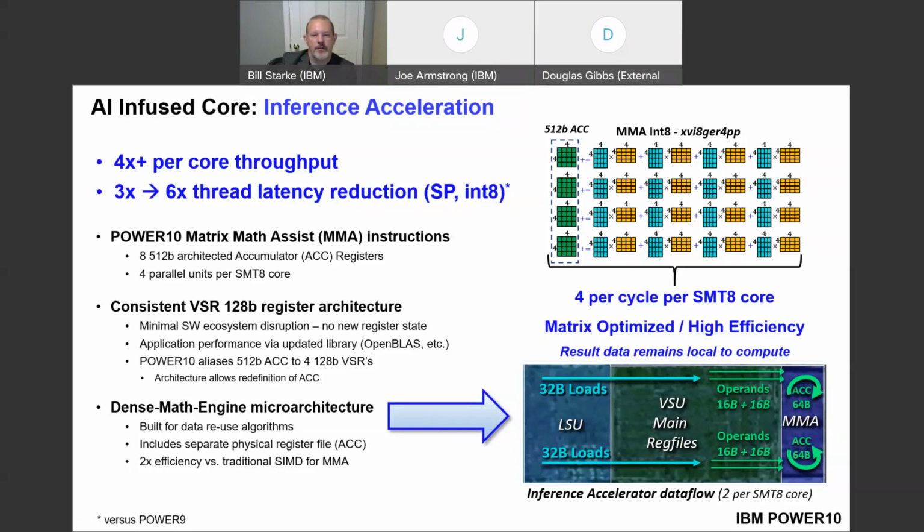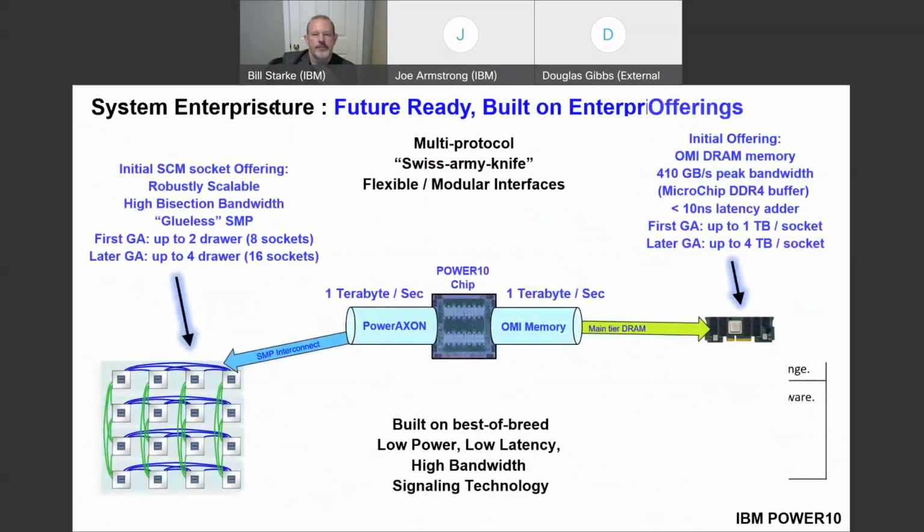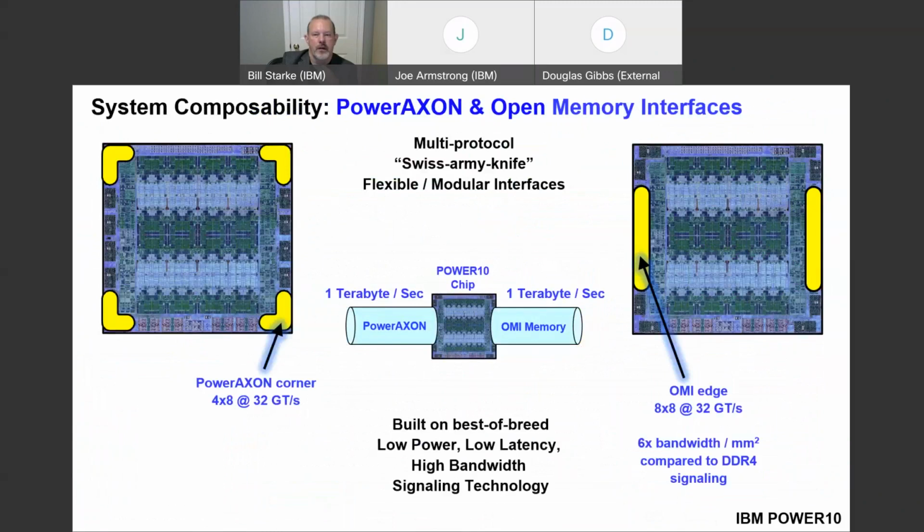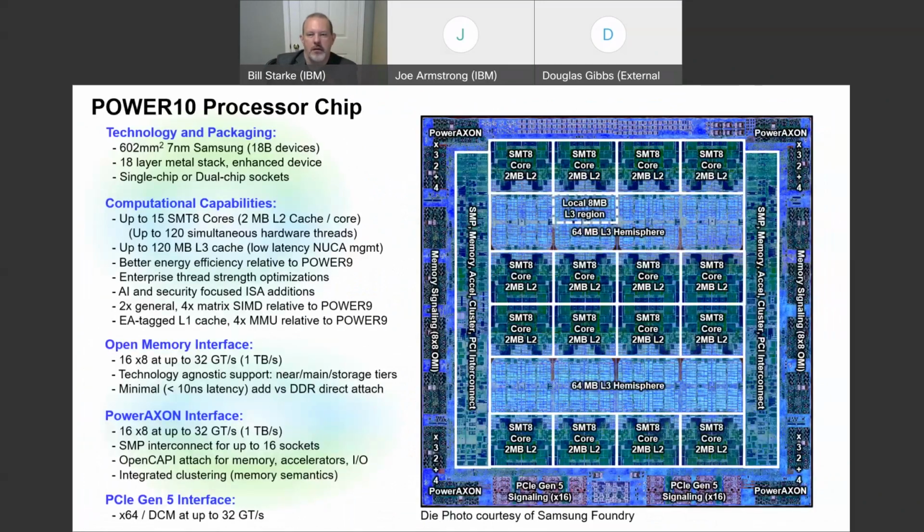Sure. A good question we got here from Helmut was, is the L3 cache region a private region exclusively used by the local P10 core, or can this cache region be used by other remote cores? Okay, that's a great question. Let me go a little bit into that. We're looking at this picture right here, and you see that dotted line called local 8 meg L3 region.